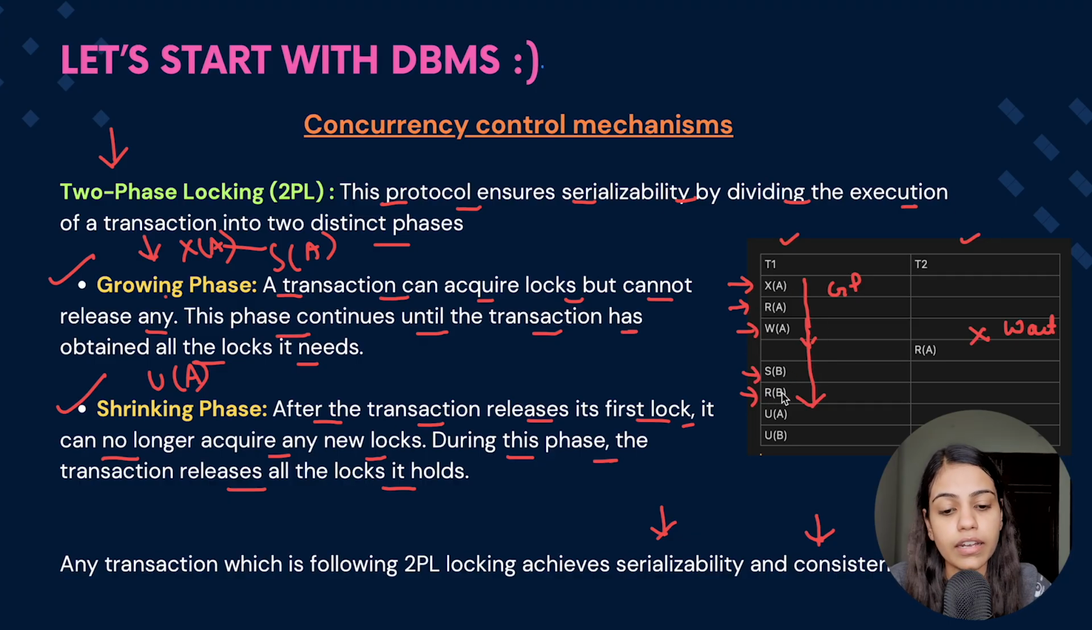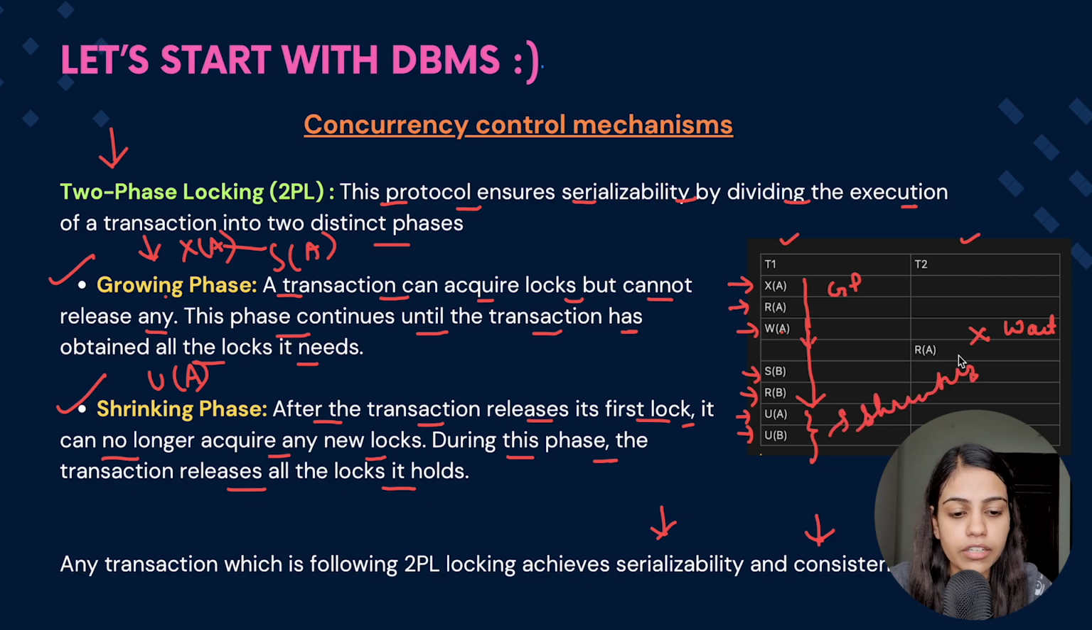acquiring the locks. Now there is an unlock of A, which is for this exclusive lock, and then an unlock of B, which is for this particular shared lock. This state we can call the shrinking phase, and this one the growing phase. So there is a growing phase of T1 and then a shrinking phase of T1, and since the shrinking phase of T1 is achieved, we can go ahead and acquire a shared lock on A present here because right now it is unlocked.